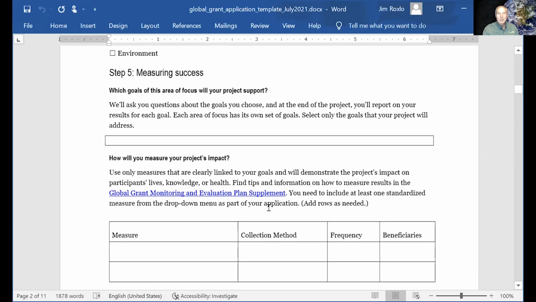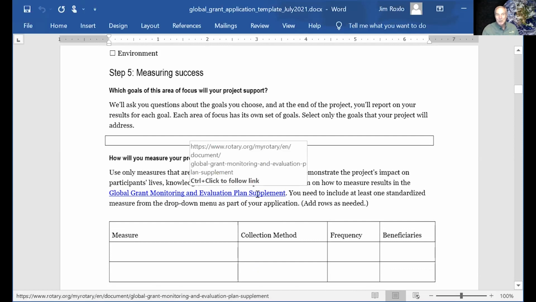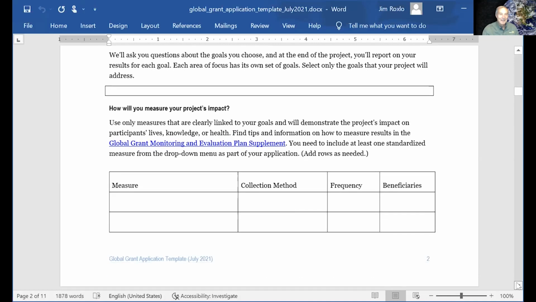Now, how are you going to measure it? You probably haven't done that yet. You might have thought about it, but there's this grant monitoring and evaluation plan supplement. So we'll come back and get that.